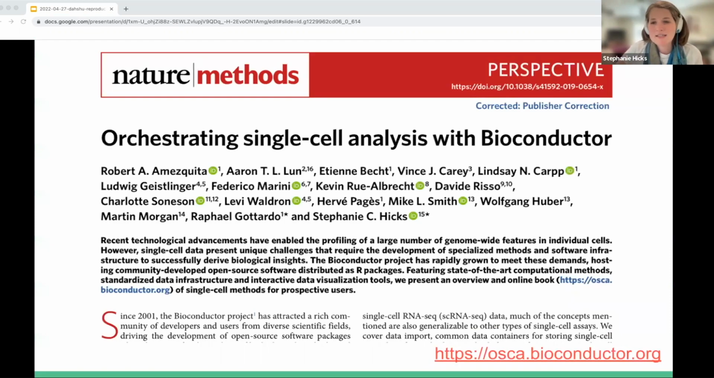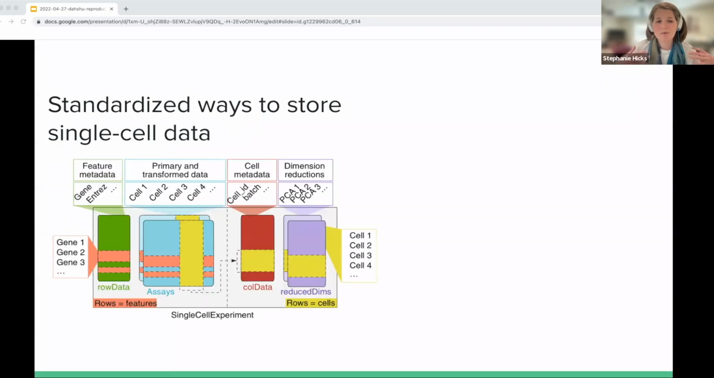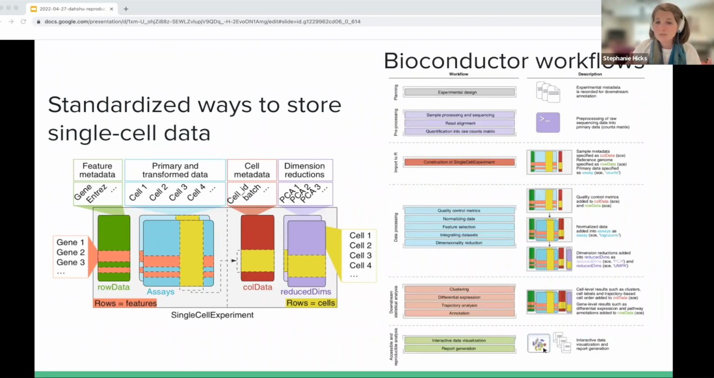And in 2018, there were over 100 single-cell RNA-seq methods and packages to analyze single-cell RNA-seq within Bioconductor. So I wrote a paper to help organize the thoughts, with an overview of single-cell analysis within R and Bioconductor. We talk about ways to standardize and store your data. We talk about workflows that you can use, starting with QC and quantification, all the way through normalization, feature selection, dimensionality reduction, clustering, differential expression, trajectory analysis, and so forth.